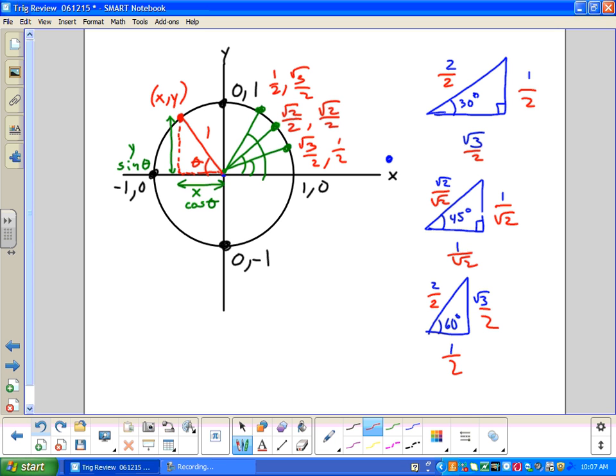These are reference angles. So 30° over here, the only difference with this point in the first quadrant versus the second, if I put it over here, x is negative square root of 3 over 2, and y is still positive 1/2. We can go all the way around doing that. And again, this should ring some bells. If it doesn't, you need to find a unit circle video and watch.